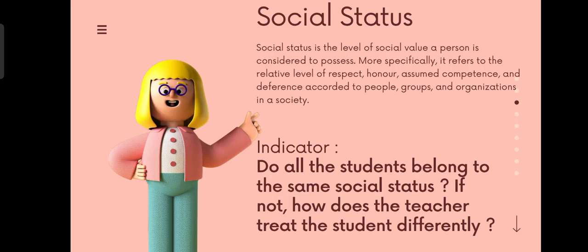And the next is social status. Social status is the level of social value a person is considered to possess. More specifically, it refers to the relative level of respect, honor, assumed competence, and deference accorded to people, groups, and organizations in society. So the indicators are, do all the students belong to the same social status? If not, then how does the teacher treat the students differently?